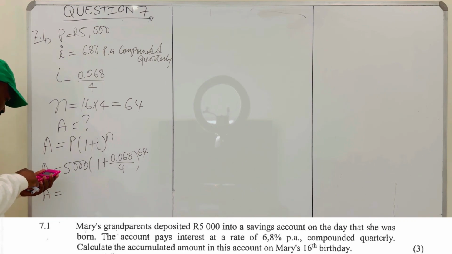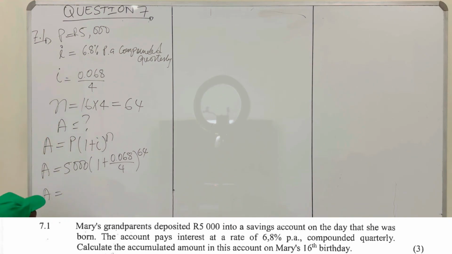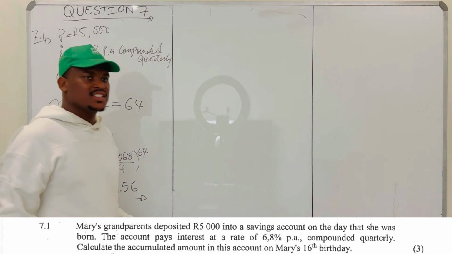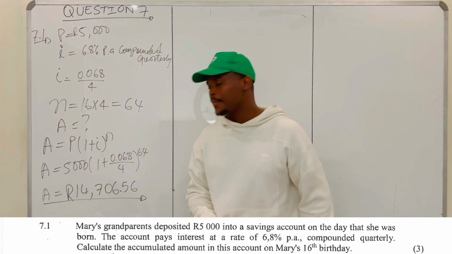So let's find how much money will be on that savings account after 16 years. The amount that will be there at the end of 16 years will be 14,706.56. So that will be the amount on that savings account at the end of 16 years. That's the amount.